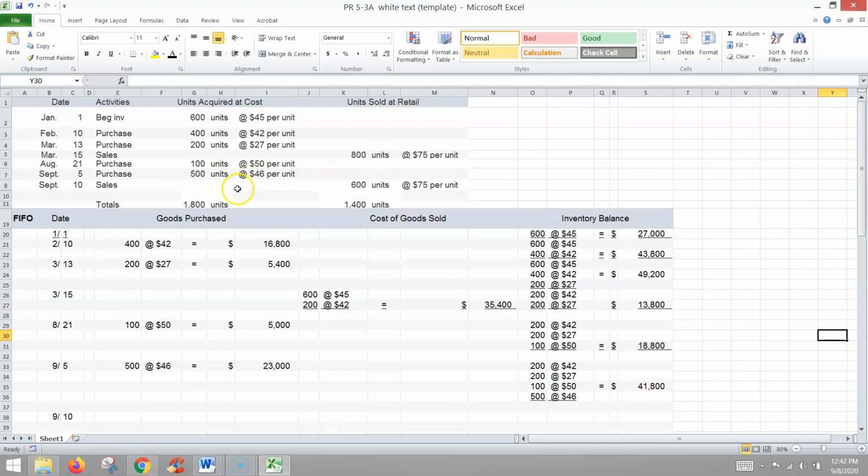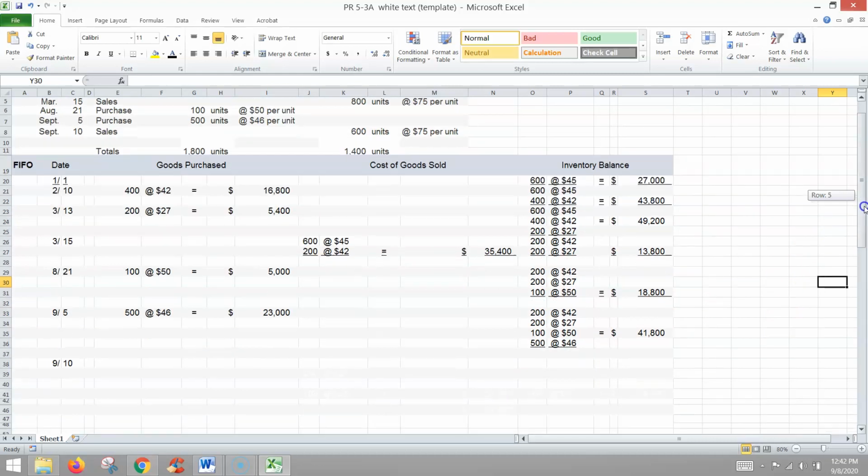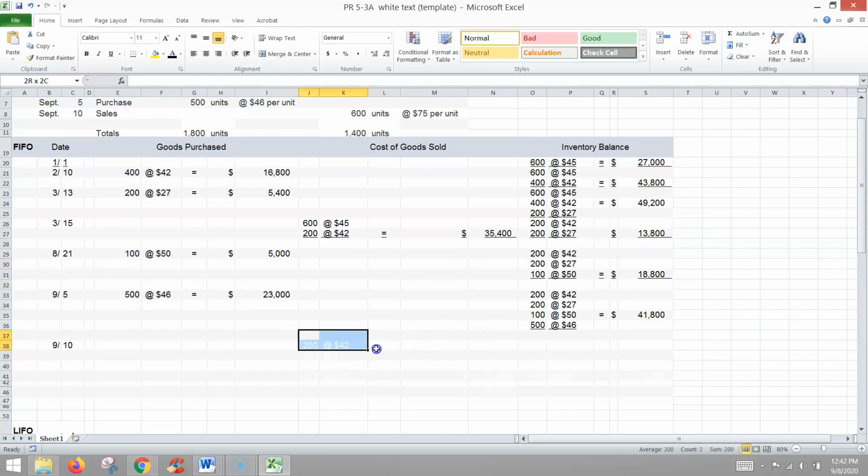And then finally, on September 10th, we're going to sell 600 units. So using FIFO, we're going to sell from the top layer. So we're going to sell these, and then we're going to sell these. That's 400, and then another 100's 500, and then we're going to sell 100 of the layer at $46. So our cost of goods sold for that transaction, again, we've sold these, we've sold these, we've sold these, and then 100 here.